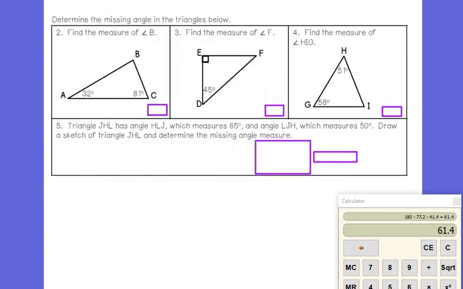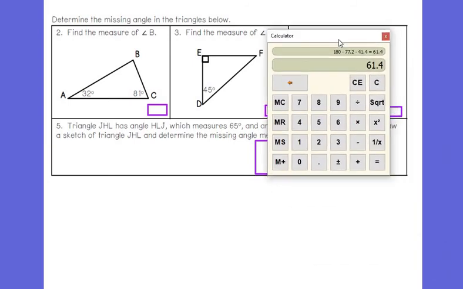Let's take a look at number 2. They want us to find B. Did they give us what B was? No, but they gave us the other two. How do I find B? All three angles of a triangle add up to how much? 180. So how do I find B? 180 minus 81 minus 32. And I see that B is 67 degrees.